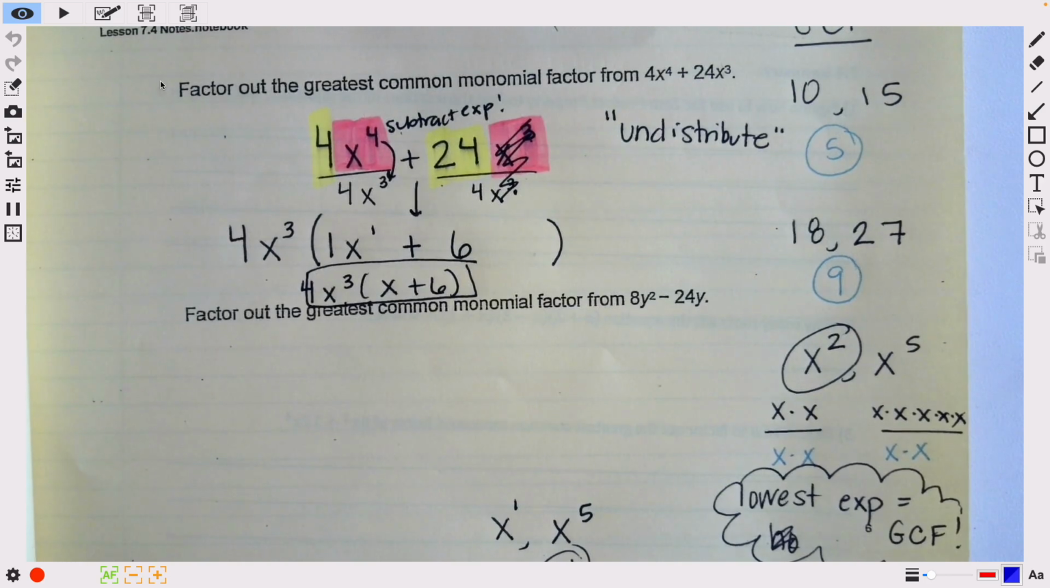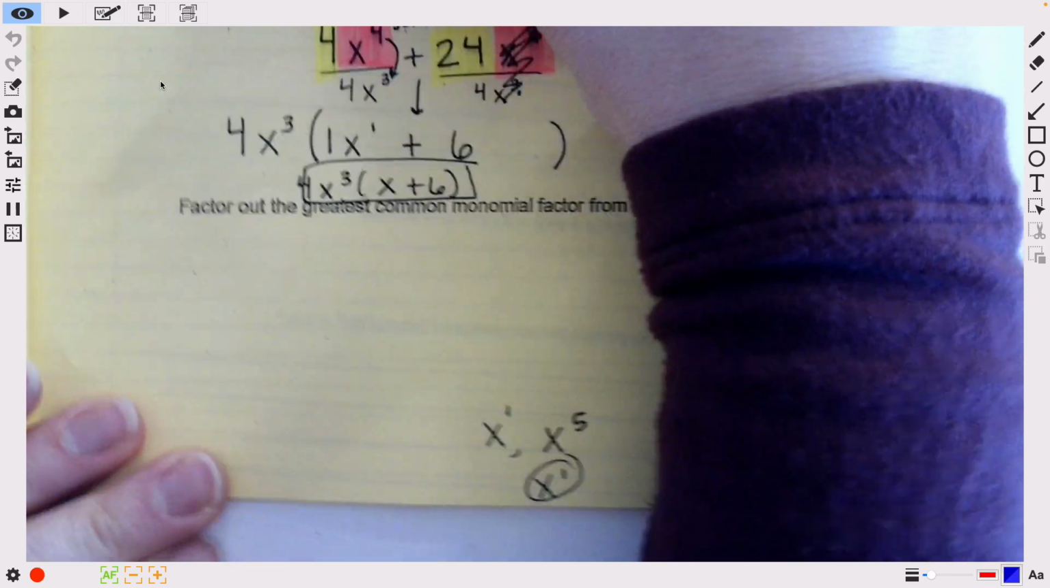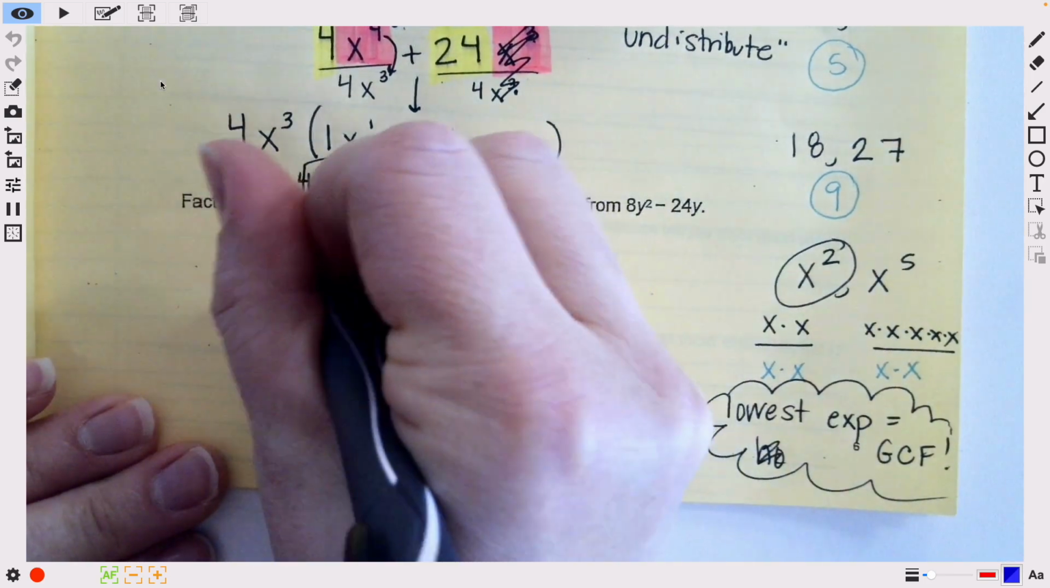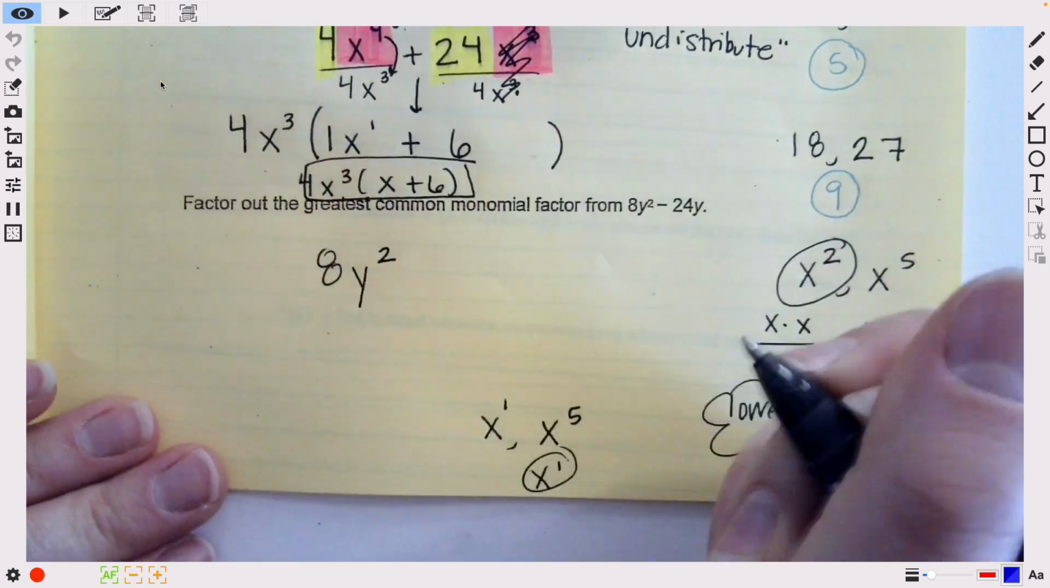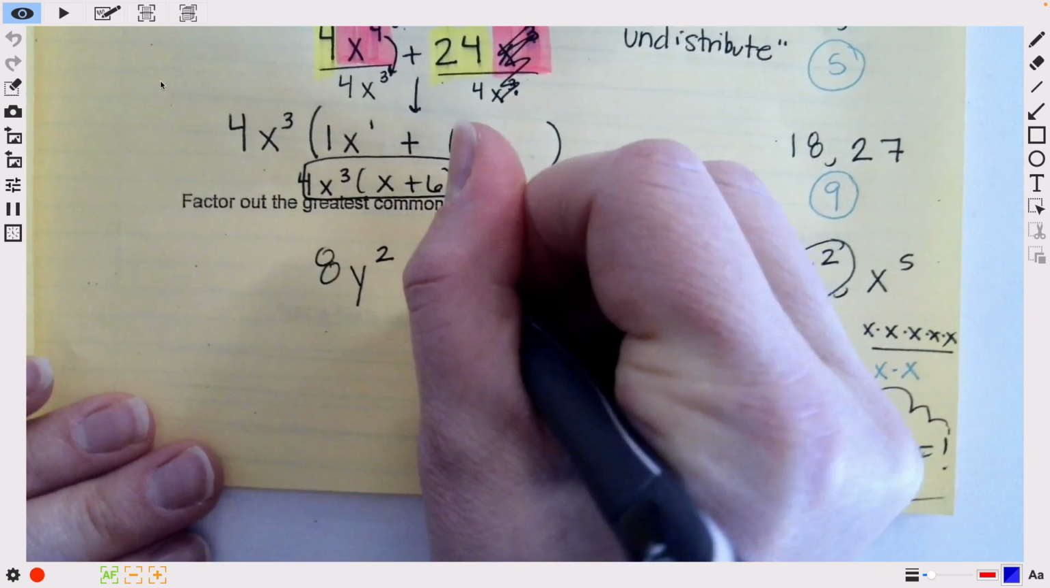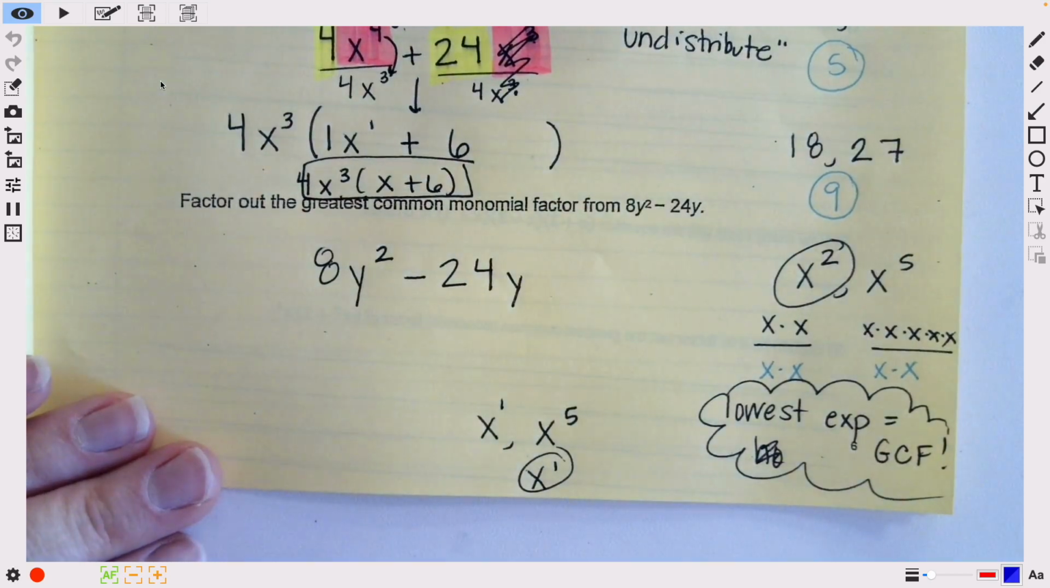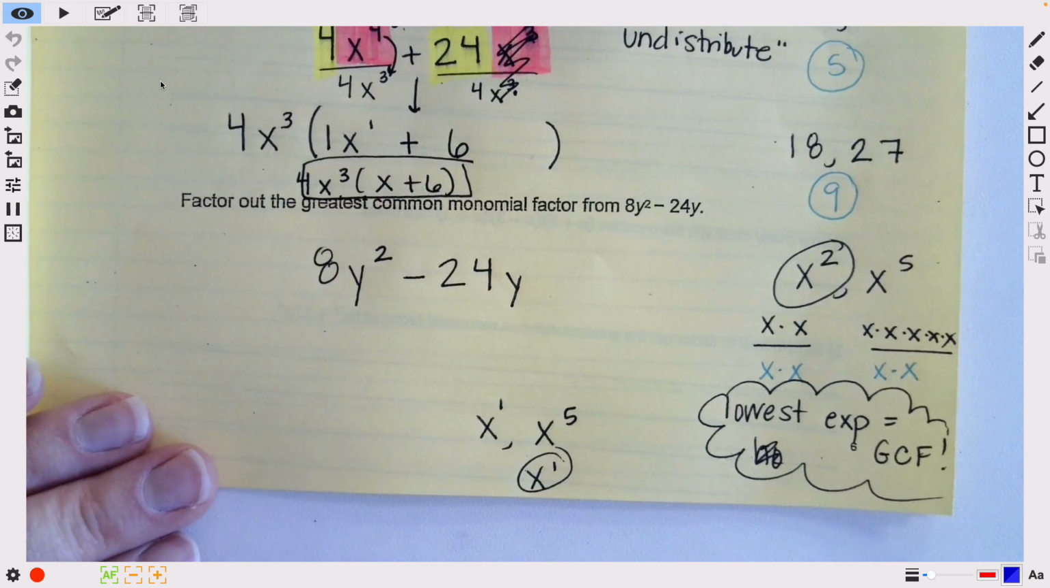Okay, before you freak out, let's do it one more time. That's the answer. So you are undistributing and you're putting it into factored form. And once it's in factored form, you're done.